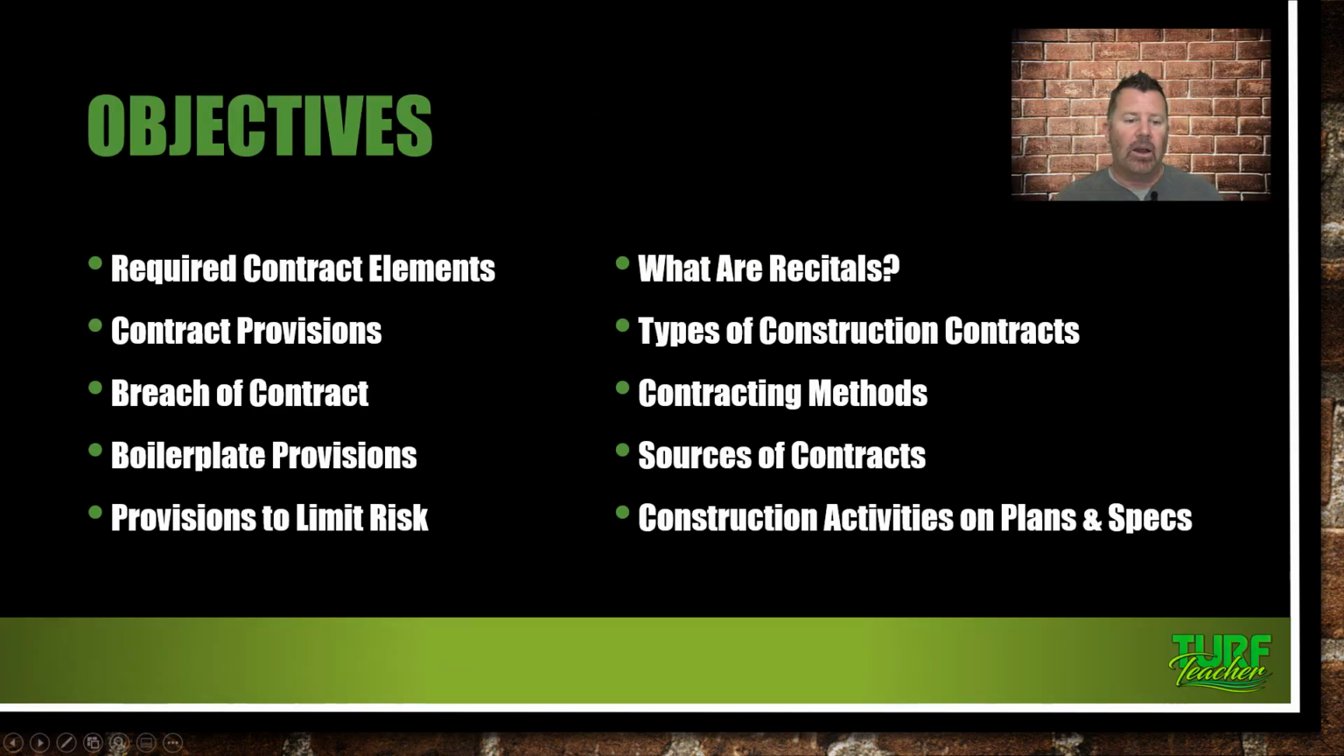And guys, in our objectives, we're going to talk about required contract elements. What is it that makes a contract legal and binding? Well, there's got to be some elements to make that happen. What are contract provisions? What happens if there's a breach of contract? We're going to talk a little bit about boilerplate provisions, some provisions that will limit risk, and we're going to discuss recitals, what they are.